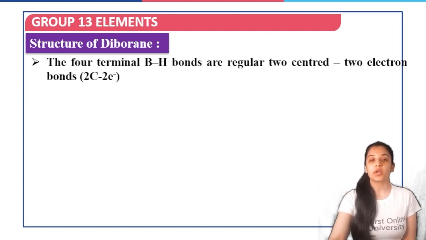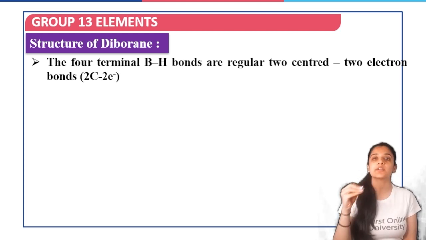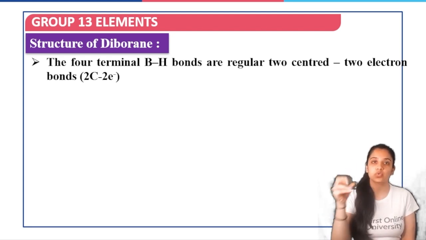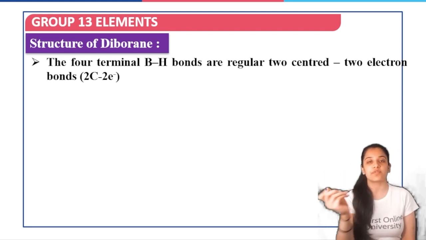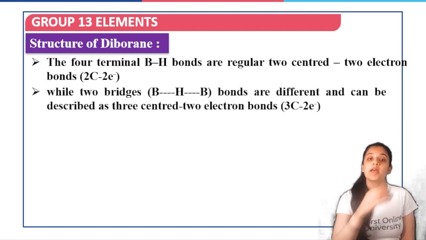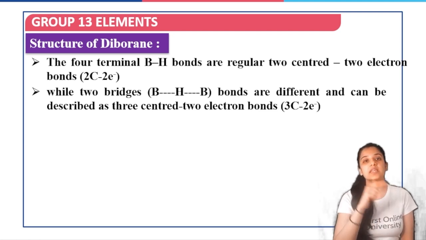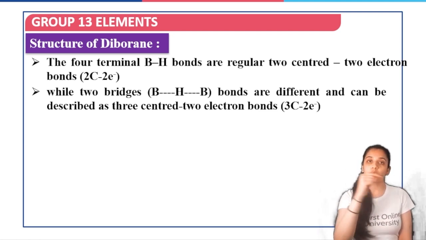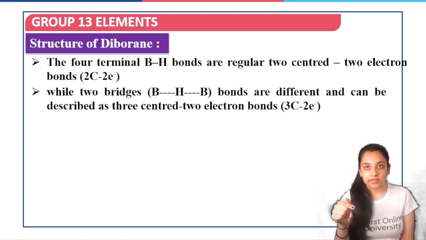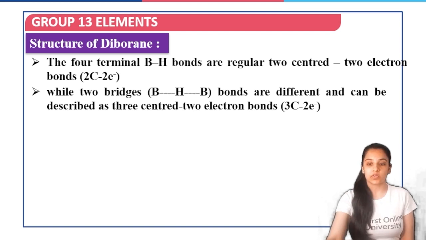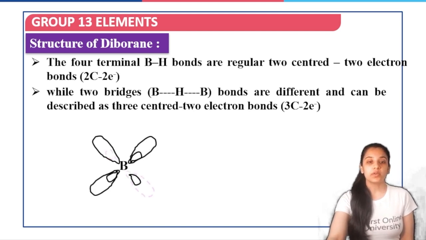The four terminal boron-hydrogen bonds are regular, which means they are two-centered, two-electron bonds: boron and hydrogen are the two centers, with one electron from each. While the two bridging hydrogens are different, because here we have three centers: boron, hydrogen, boron. So there are three centers, and there are going to be two electrons over these three centers.